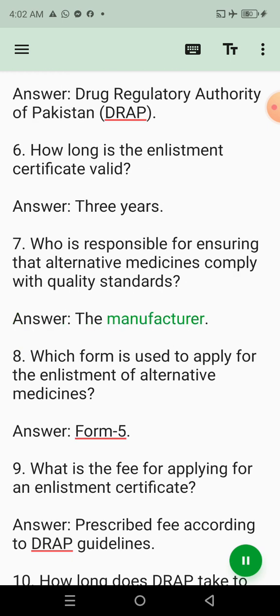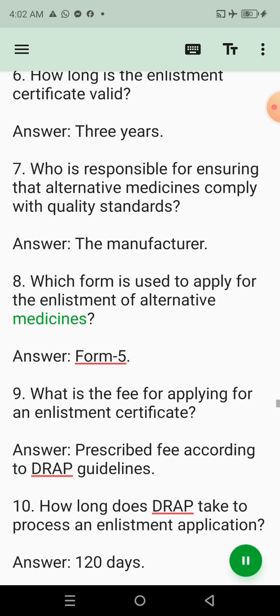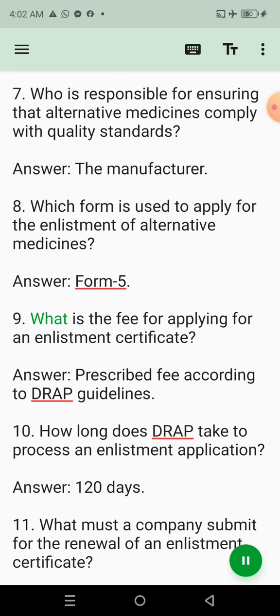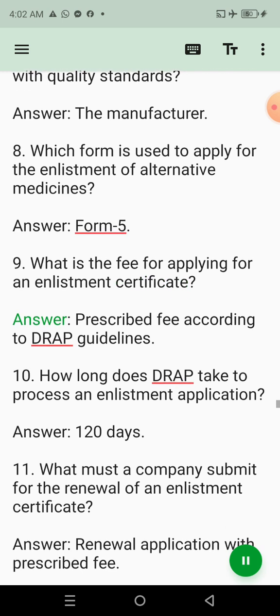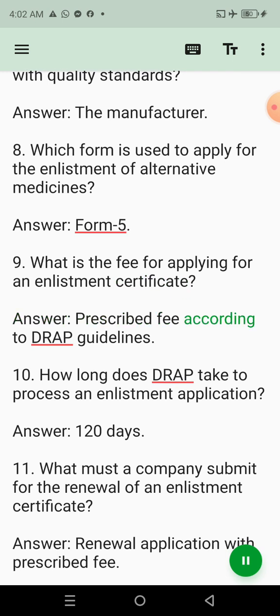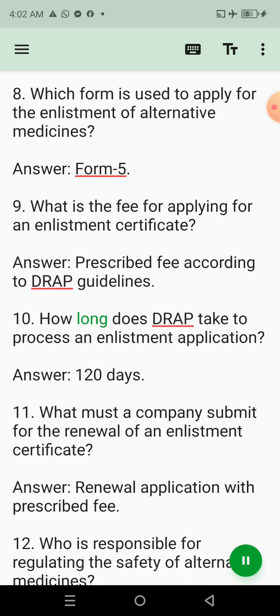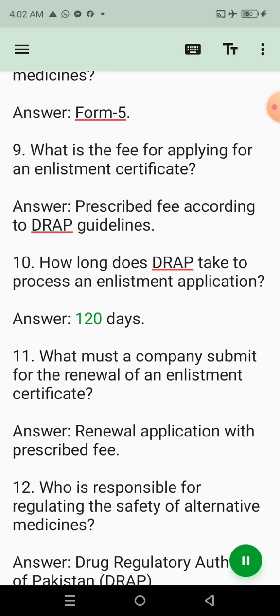Answer: the manufacturer. 8. Which form is used to apply for the enlistment of alternative medicines? Answer: FORM 5. 9. What is the fee for applying for an enlistment certificate? Answer: prescribed fee according to DRAP guidelines. 10. How long does DRAP take to process an enlistment application? Answer: 120 days.